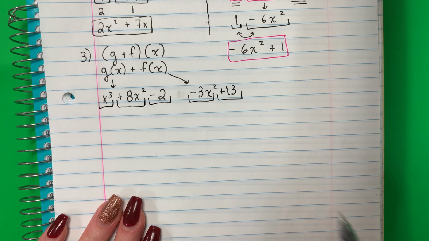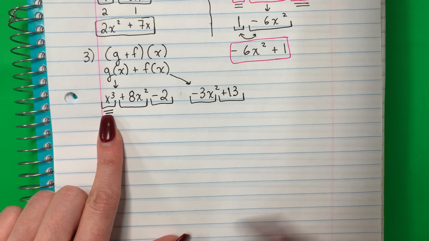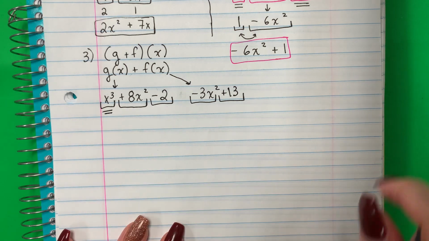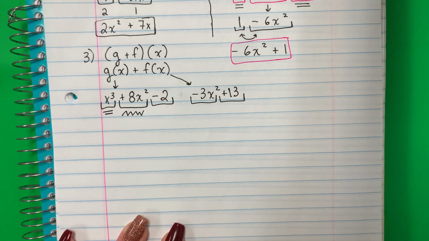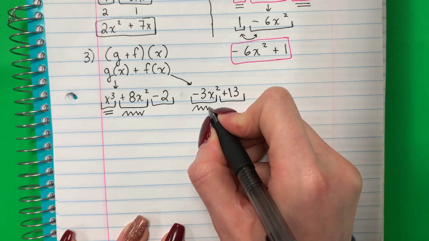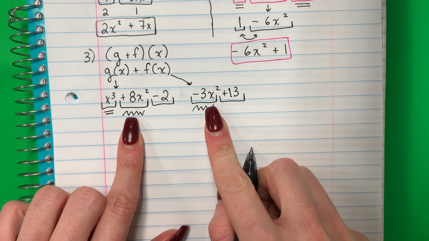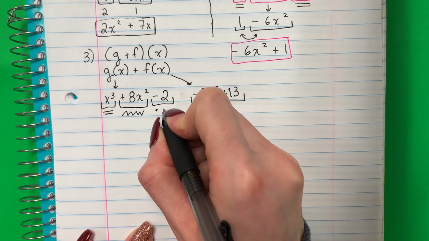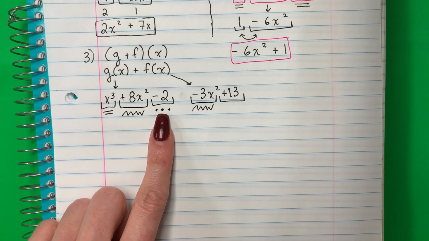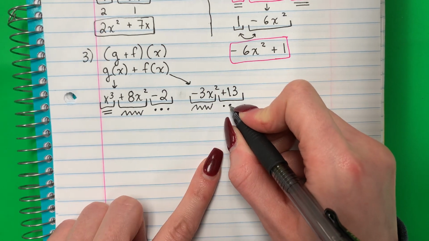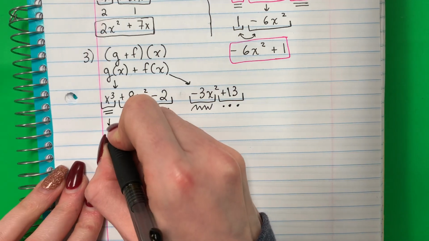So which ones are similar? Is there another x cubed? No. So it's the only one. This is x squared. It's right over here, x squared. These are the same, like terms. Here, no letter, no variable. Also. Okay, so this is the only one, copy.